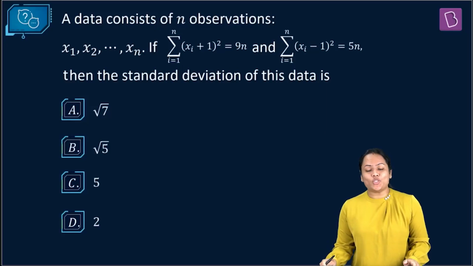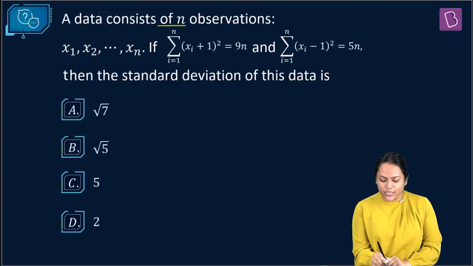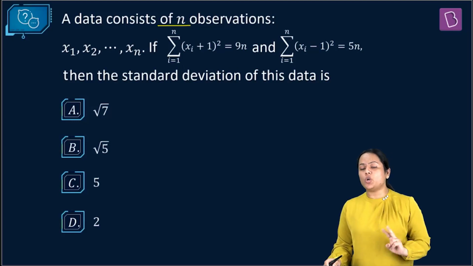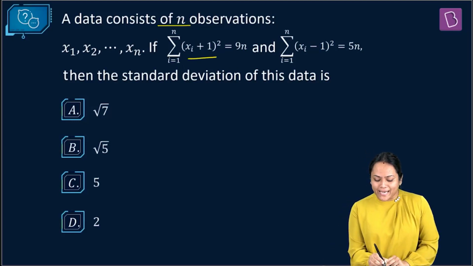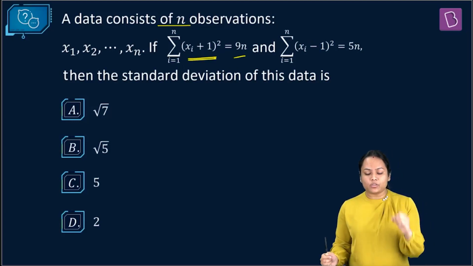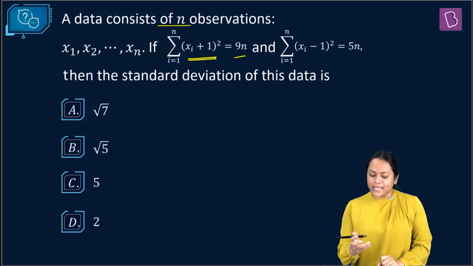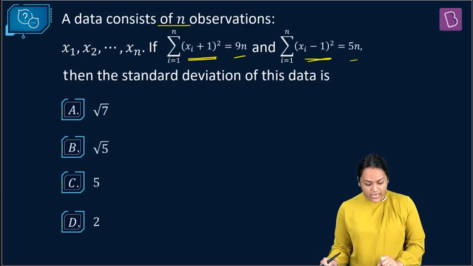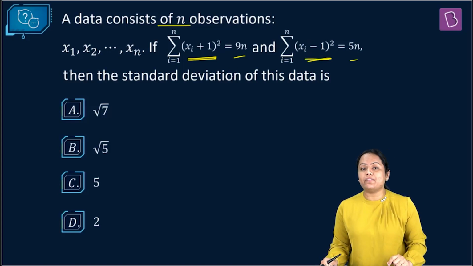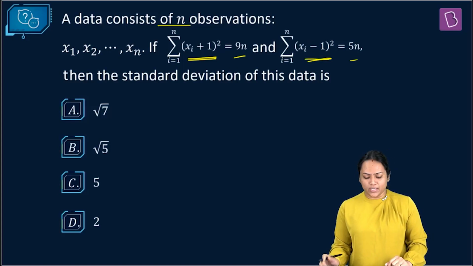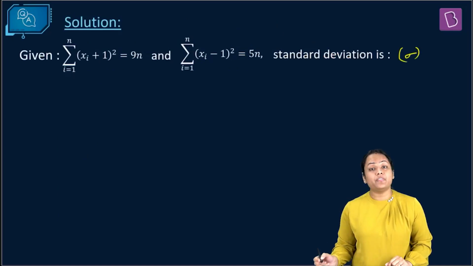Well, in this question, let's see what they have said. A data is consisting of n observations, x1 till xn, and they have given us two equations. First one is summation of (xi plus 1) whole square is 9n, when i is going from 1 to n. And the second one is summation of (xi minus 1) whole square is equal to 5n. What is the standard deviation they have asked? Okay, so this is the given information. They have asked what is the value of sigma.